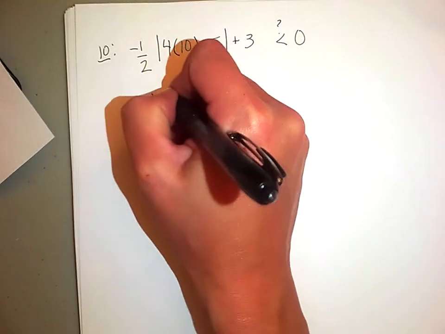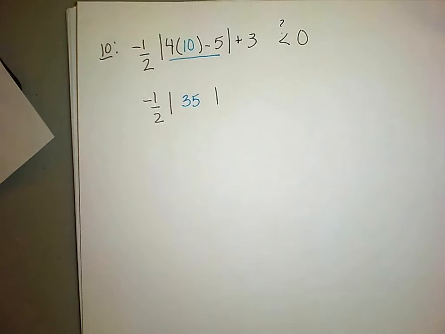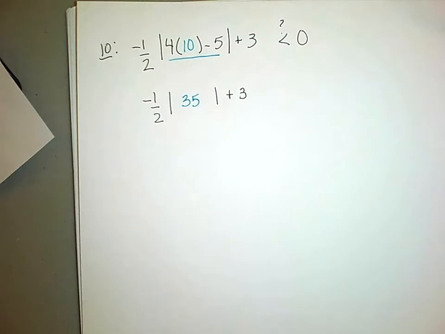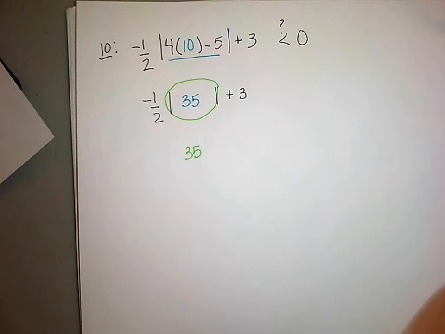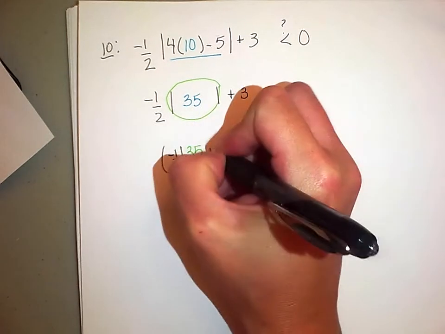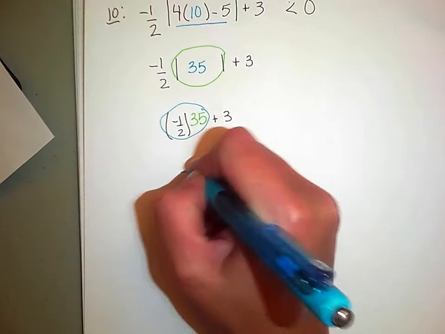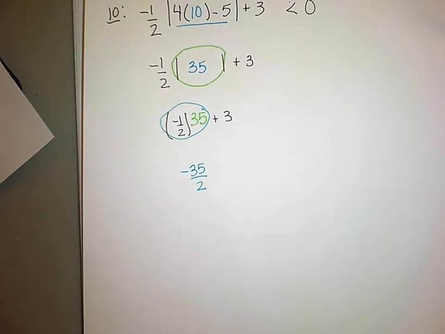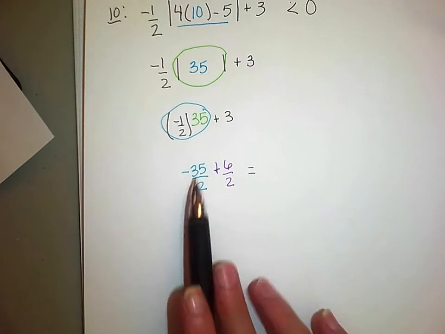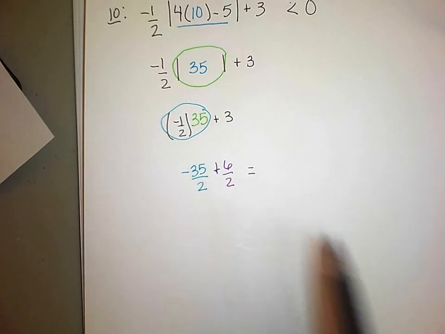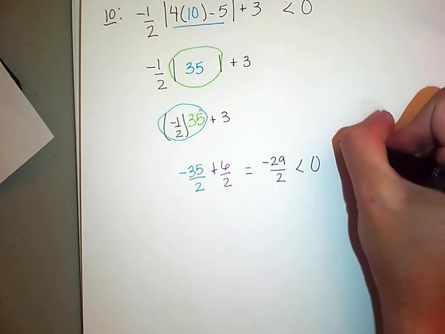So again, simplifying, negative 1/2 times the absolute value, 40 minus 5 is 35. We're adding 3. The absolute value of 35 is 35. That has to be multiplied by negative 1/2. Then we will add 3. This is a negative 35 halves. And again, we'll write 3 as 6 over 2. So negative 35 plus 6 is negative 29 over 2. And this is less than 0, so this is true.